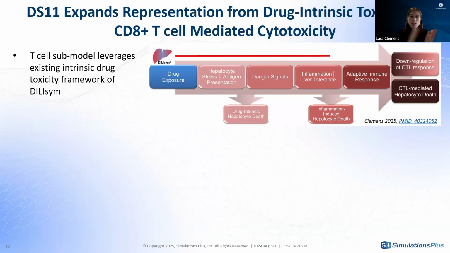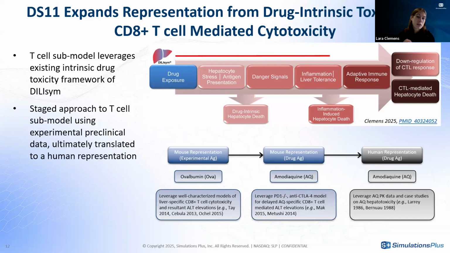And so this pathway has been in DILIsym for a long time, certainly including the innate immune responses to liver injury. And what's new is that we've included the adaptive immune response that may follow those initial triggers. And this adaptive immune response may then lead to additional cytotoxic T-cell mediated hepatocyte cell death.